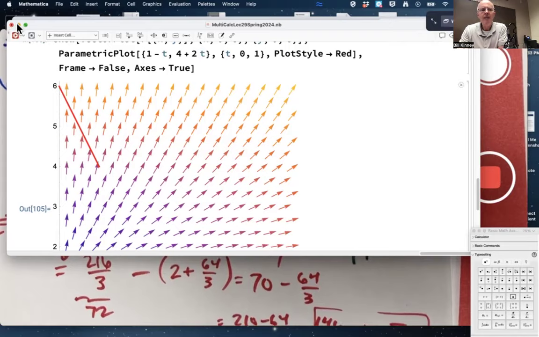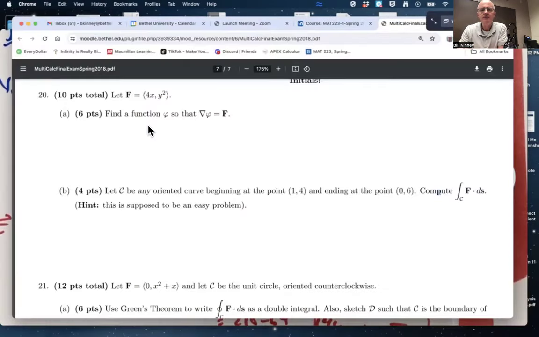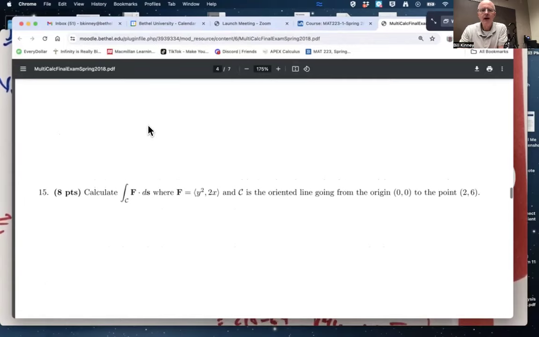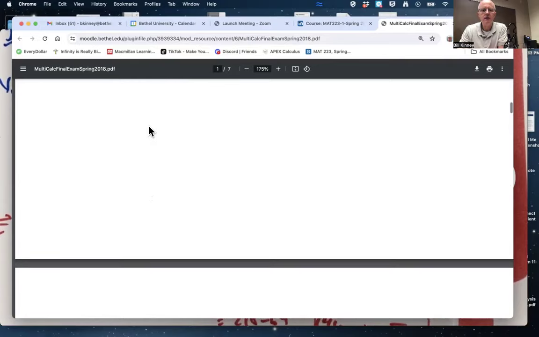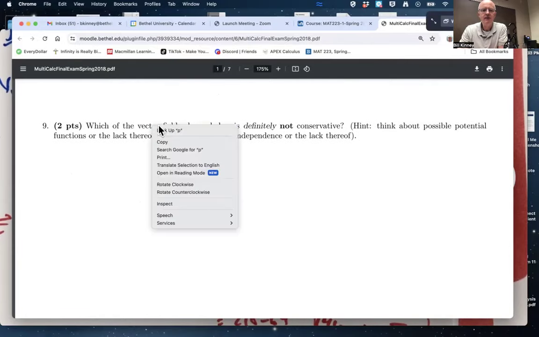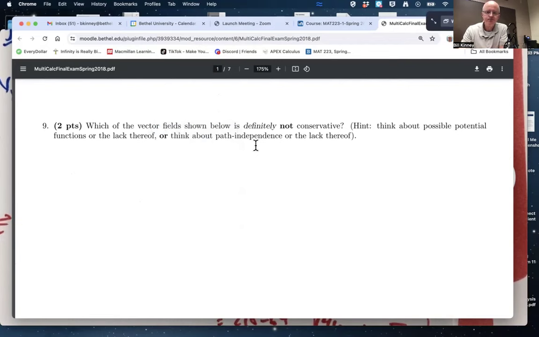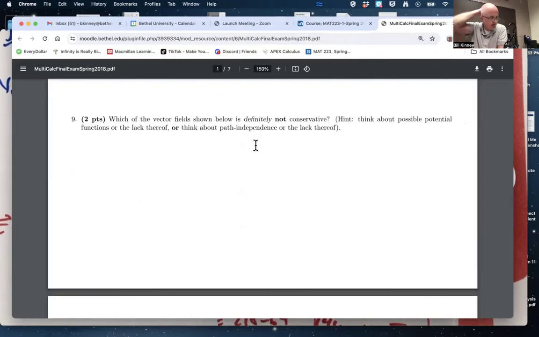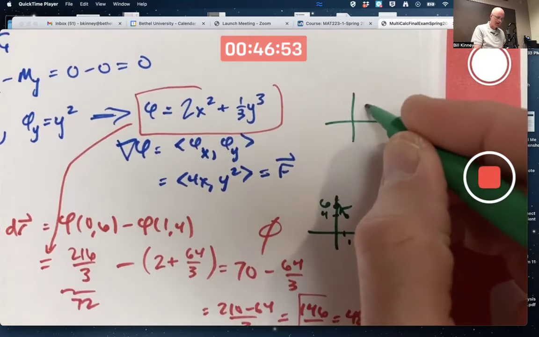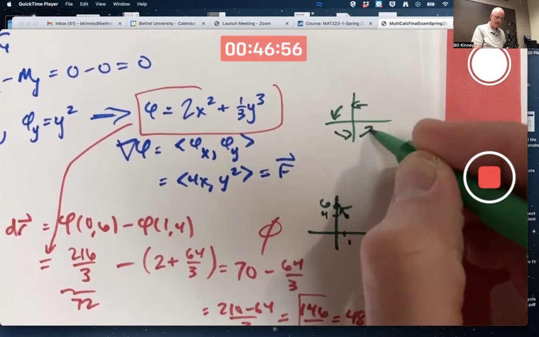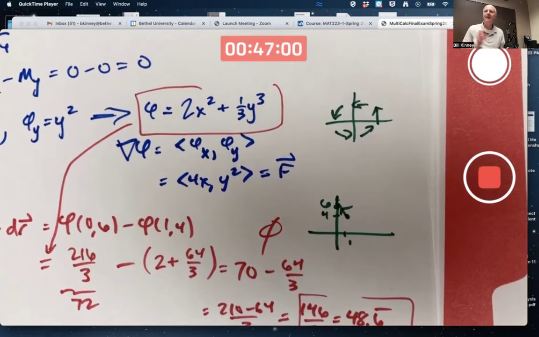Which makes me want to wrap up by going back to page 1 of the exam and saying, well, what kind of problems did I have at the bottom of page 1? Which vector field is definitely not conservative? If I recall correctly, there were two pictures of two vector fields shown here. One of them had arrows circulating around the origin. A vector field like that definitely cannot be conservative.